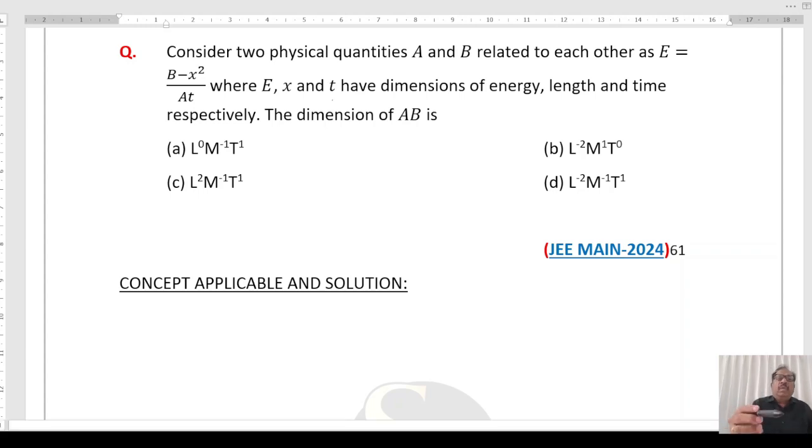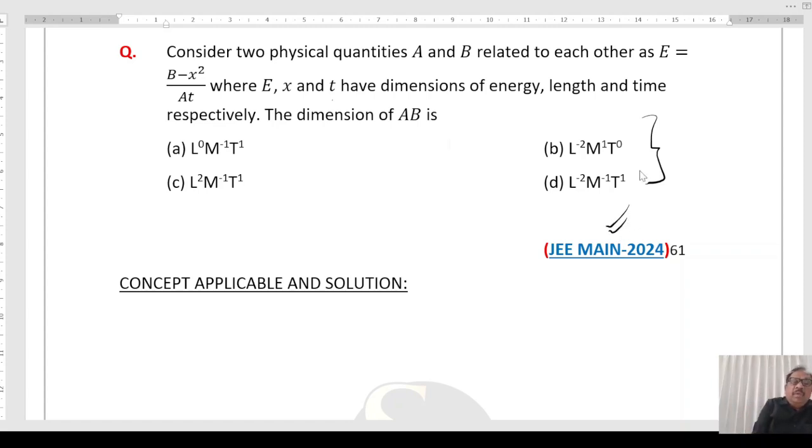Question is, considering two physical quantities A and B related to each other as E equal to B minus X square upon A T. E is the energy, X is the length, T is the time. If you have to find the dimension of AB, 4 options are given to you, one of the options is correct. Question is taken from JEE Main 2024.